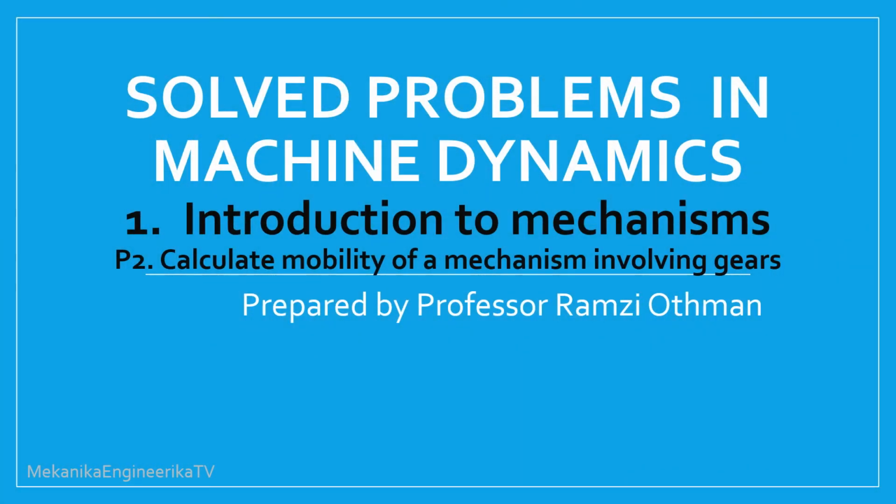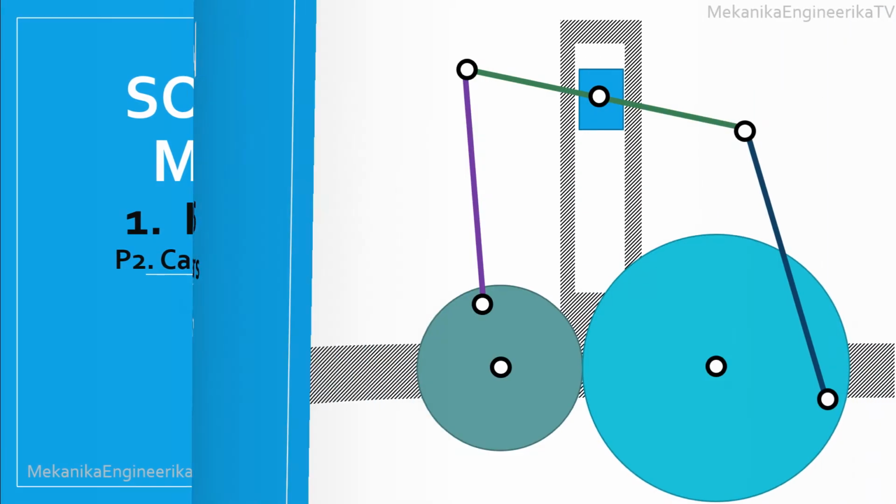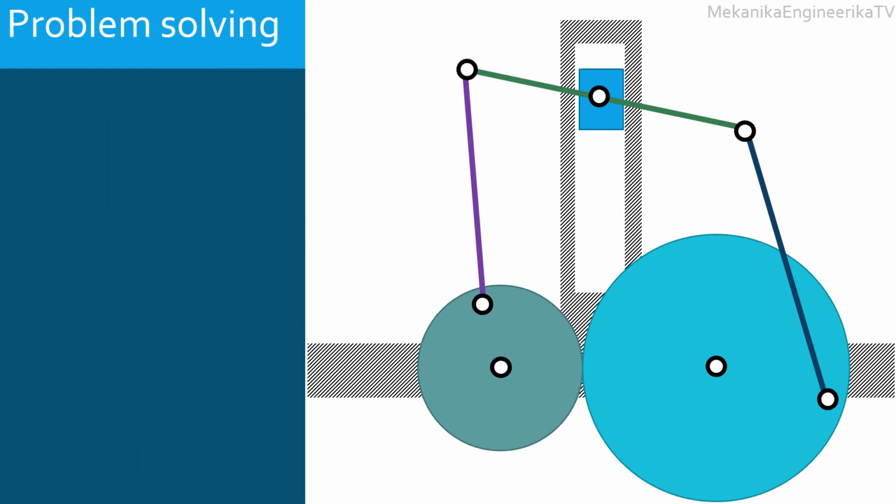This video is part of a series of videos presenting solutions of problems related to the machine dynamics topic. This video presents the solution of a problem dealing with the determination of mobility of a mechanism involving gears. In this problem we are asked to determine the mobility of the mechanism shown here.